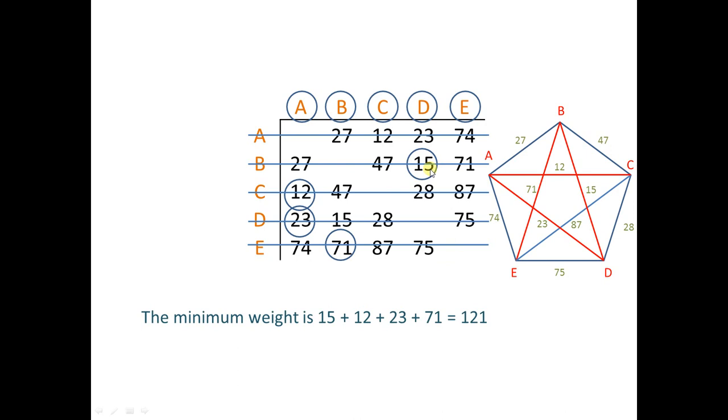Like this 15 tells me to join B and D. This 12 tells me to join A and C, and so on. And that will give you a minimum spanning tree.